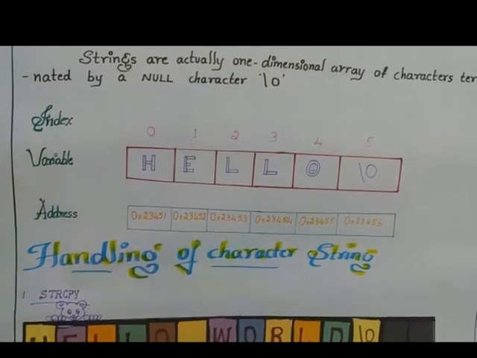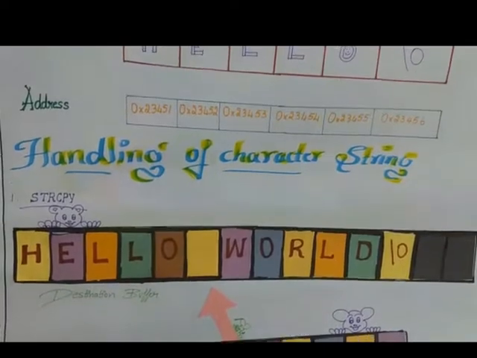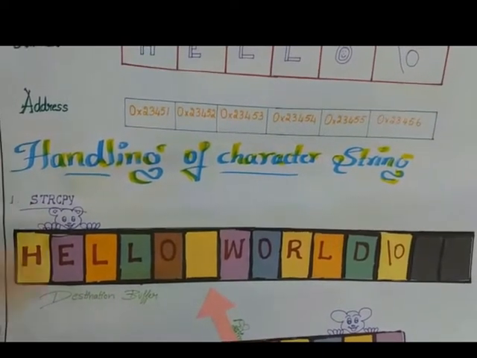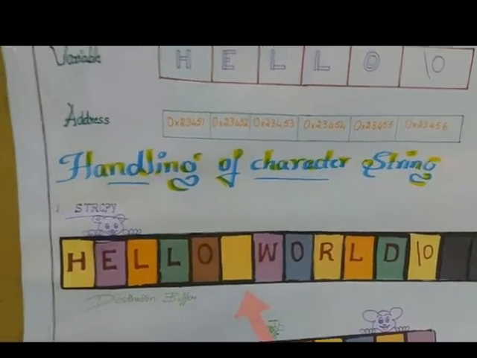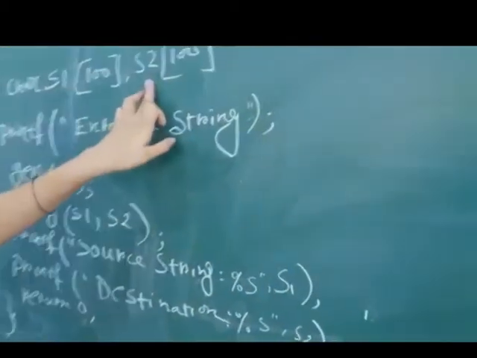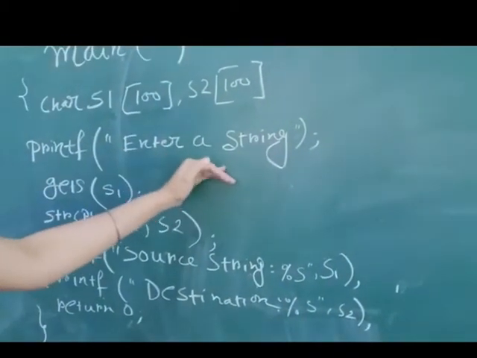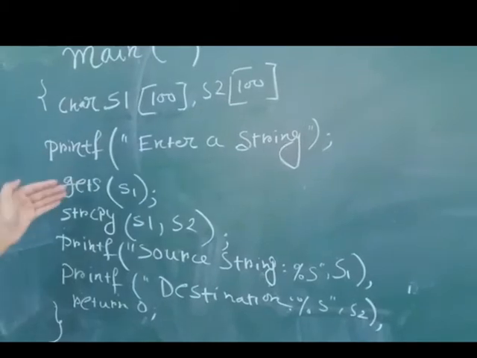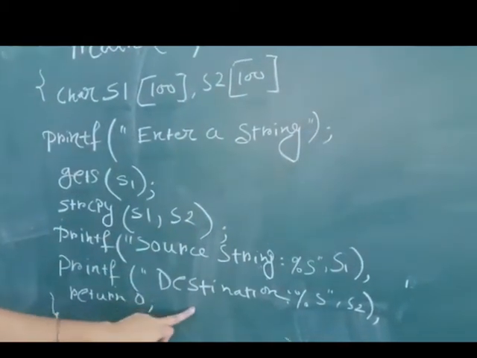Now coming to the handling of character strings. First is string copy: how one string is copied from another. Here I mentioned two strings, S1 and S2. I take one input, enter a string, then it reads that string and I copy from S1 to S2, and it's printing. Come to the output.